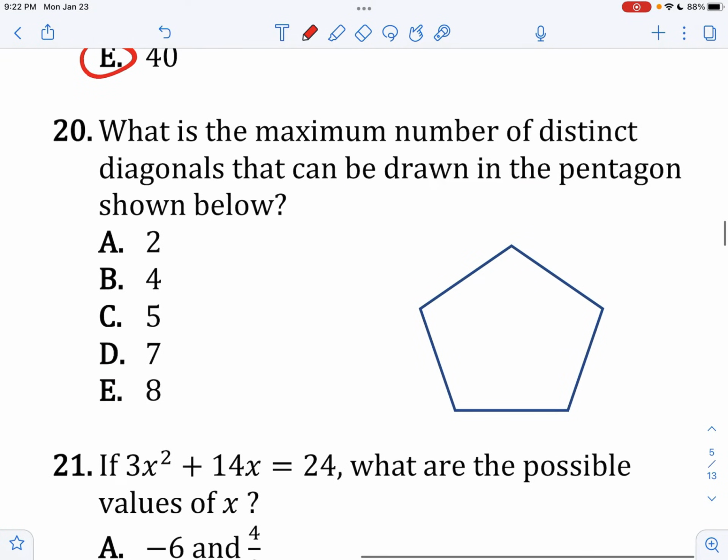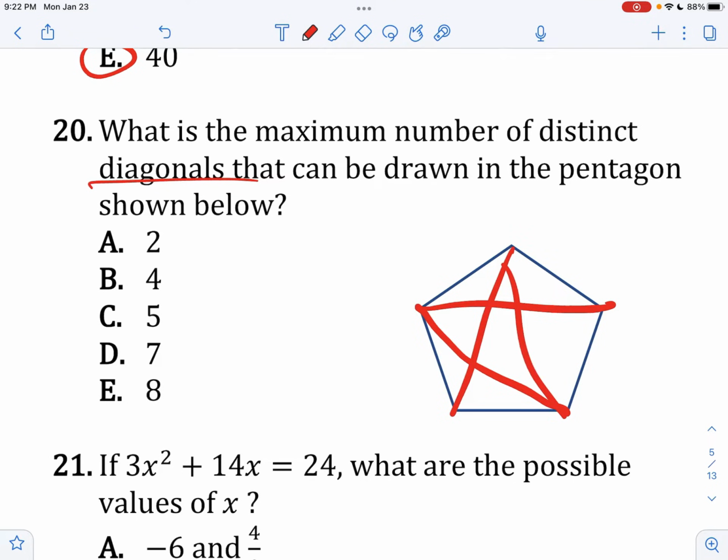What is the maximum number of distinct diagonals? So here to here is 1, 2, 3, 4, 5.